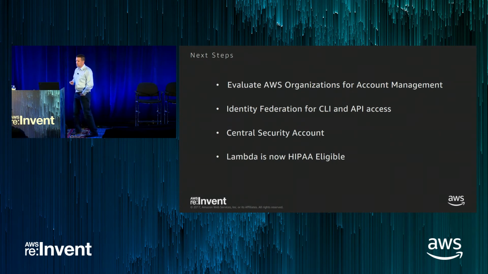We want to extend our identity federation coverage. We have it working with the AWS console, as I covered previously. Now we want to get it working for the AWS CLI and our API interfaces.